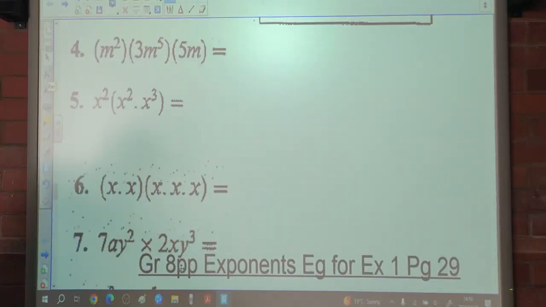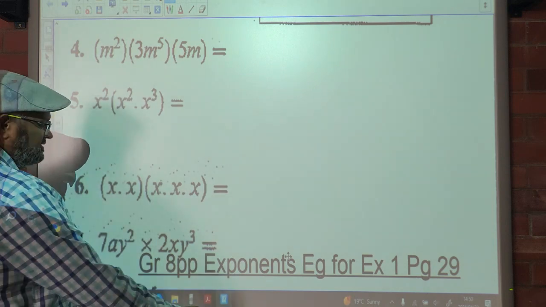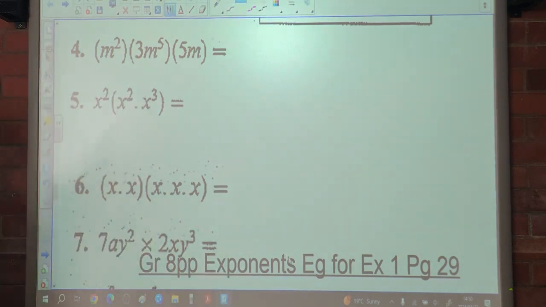Go to number 4. What does bracket stand for? Multiplication. Right, who's next? Yes, stand there. We got m squared multiplied by 3m5 multiplied by 5m. Could we write it down? Just do it straight on the board. It's simple.